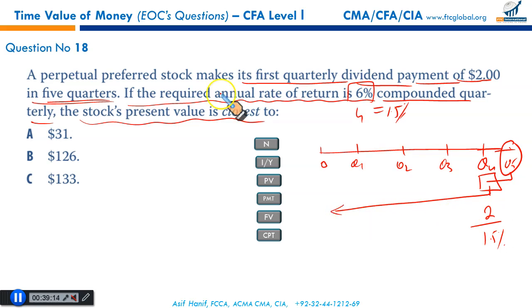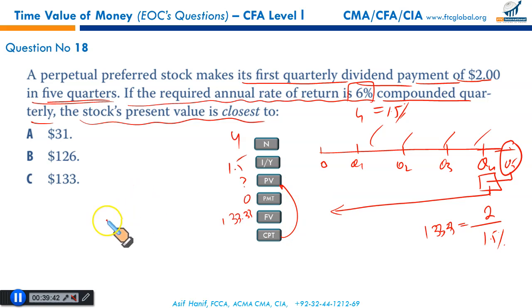So if the required annual rate of return is 6%, which has been converted to 1.5% per quarter, how many periods are there? 1, 2, 3, 4 periods are there. Present value is what we need to calculate. 2 upon 1.5% gives you 133.33. This is the value at the end of quarter 4. This amount needs to be brought to present terms, PV. There is no payment. Future value is 133.33, that has to be brought down to the present. CPT into PV gives you 125.62, which rounded off gives you option B as the correct option.